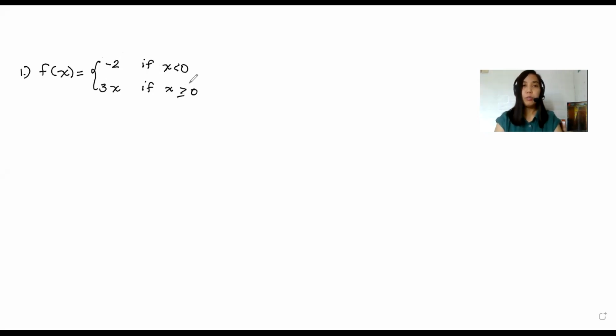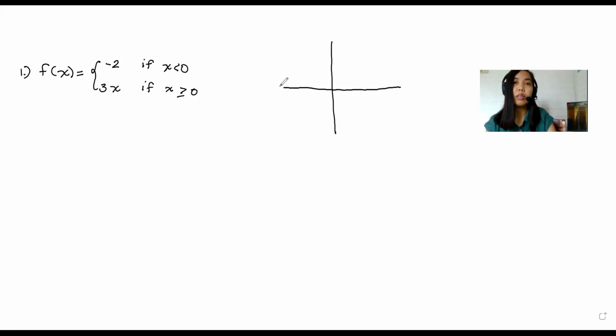All right, so given this piecewise, let's graph it first. So the first one, we have a constant function, whatever the value of x here is less than 0. If the value of x is less than 0, we're going to graph this. And it's a constant function. Whatever the value of x that is less than 0, the value of y is still -2. And we have here open at 0.